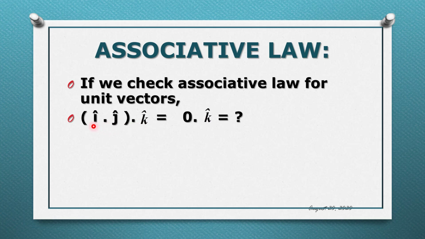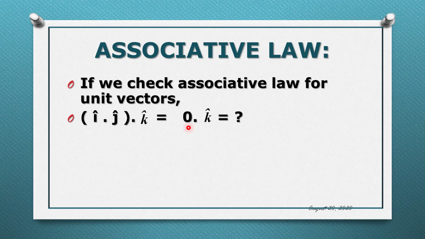Okay, so we have discussed that i hat dot j hat will give us 0, a scalar. Now we have 0 dot k hat. What about the result? Should it be 0 because we are multiplying k hat with 0? No, it will not, because the 0 over here is not a null vector. This is a scalar 0.